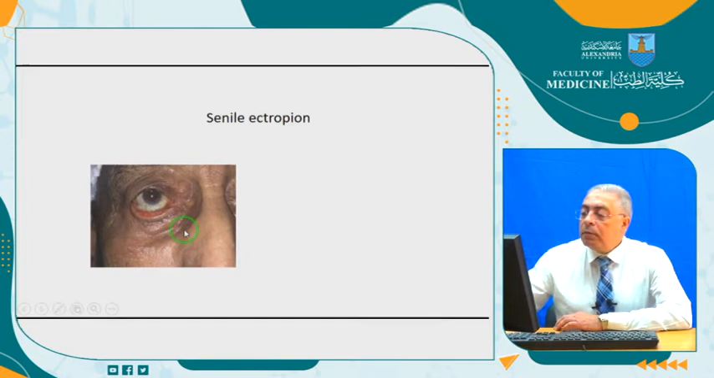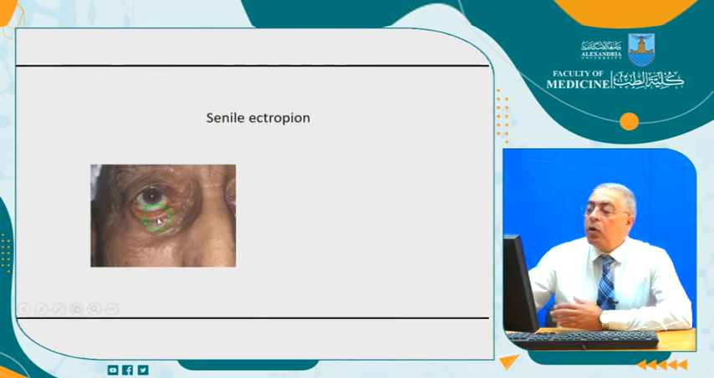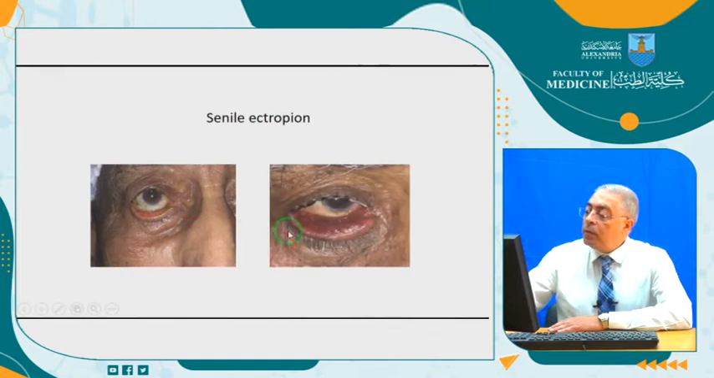This is a very common one, this is senile ectropion. It's an aging process. Laxity of the canthi and laxity of the orbicularis leads to rolling out of the lid margin, and the patient's main symptom is epiphora, overflow of tears in spite of normal secretion. This is a severe form. As you can see, the fornix is now exposed and the conjunctiva starts to be very dry and keratinized.